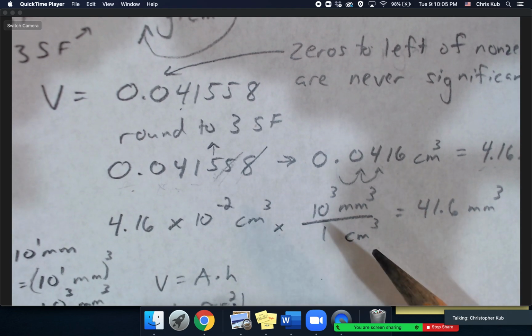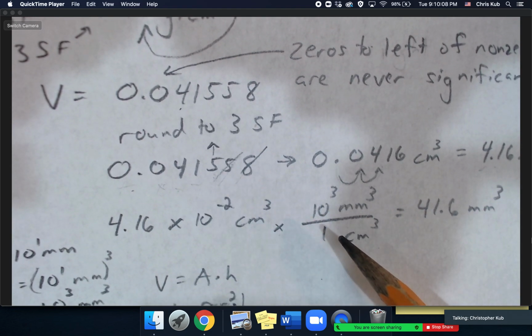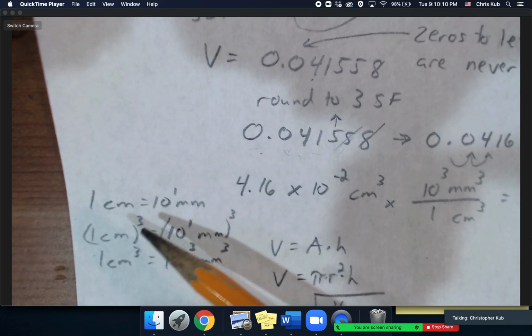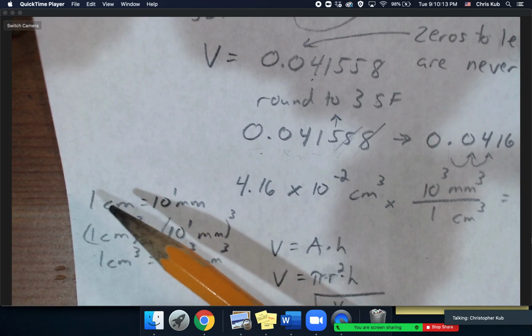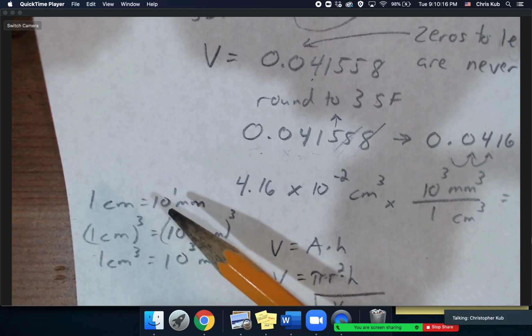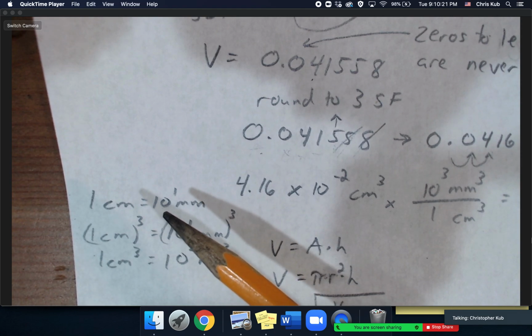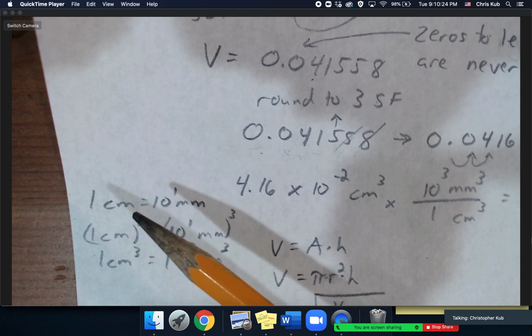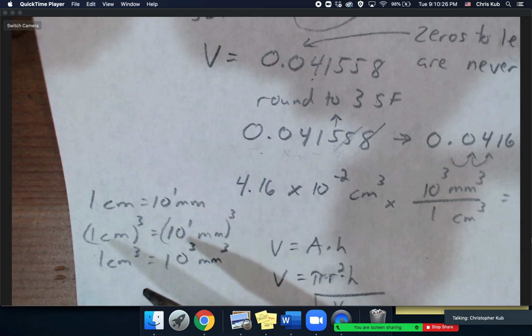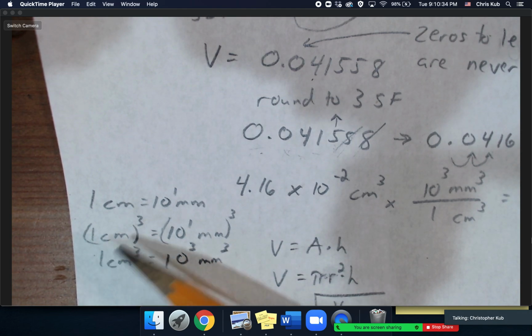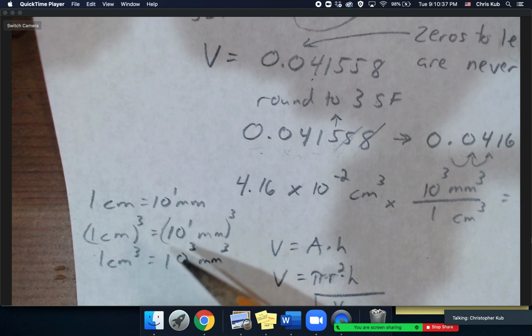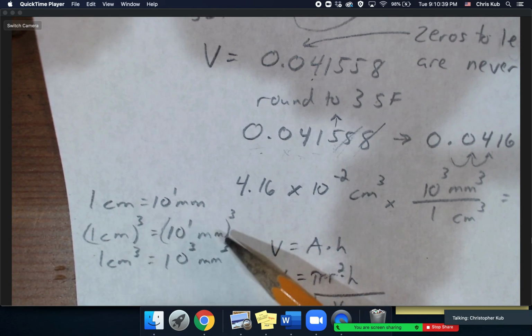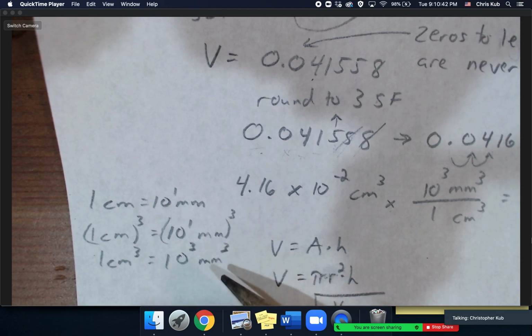I need to know the number of millimeters cubed per centimeter cubed. Now, maybe you know that there are 10 millimeters per centimeter, right? A centimeter is 100th of a meter, and a millimeter is 1,000th of a meter. So there's 10 times more millimeters than centimeters. But to know the cubic relationship, we need to take both sides of this equation and cube them. So you get 1 centimeter all cubed, that gives you 1 centimeter cubed. And you take 10 millimeters all cubed, and that gives you 10 to the 3 millimeters cubed.